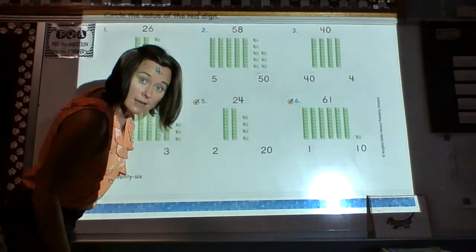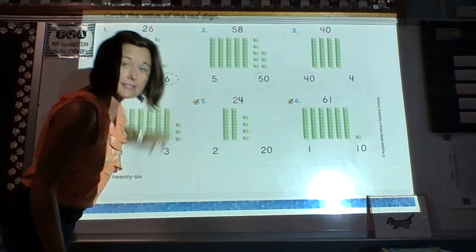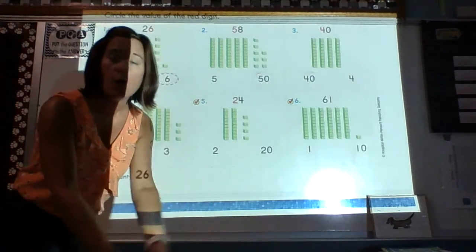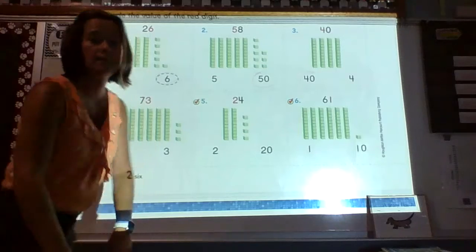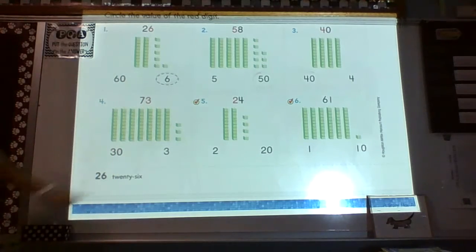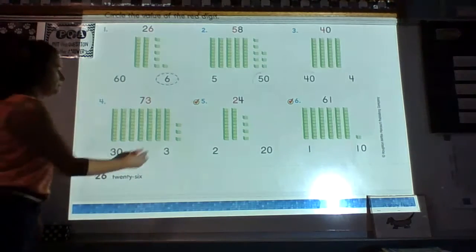The 3 is in the ones place. Does it stand for 30 or does it stand for 3? 1, 2, 3.